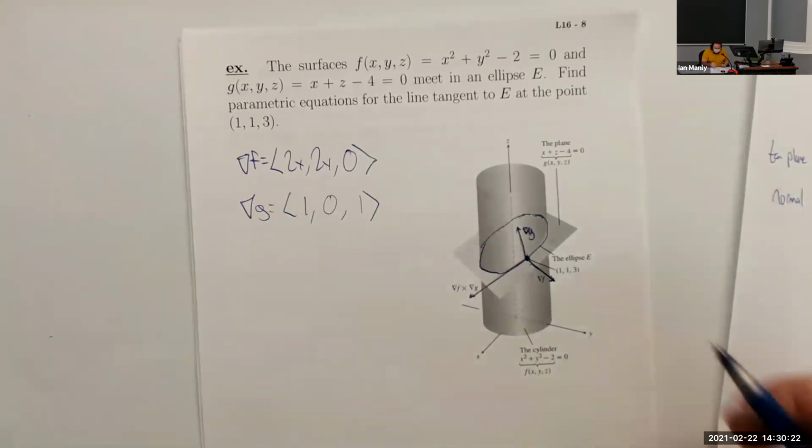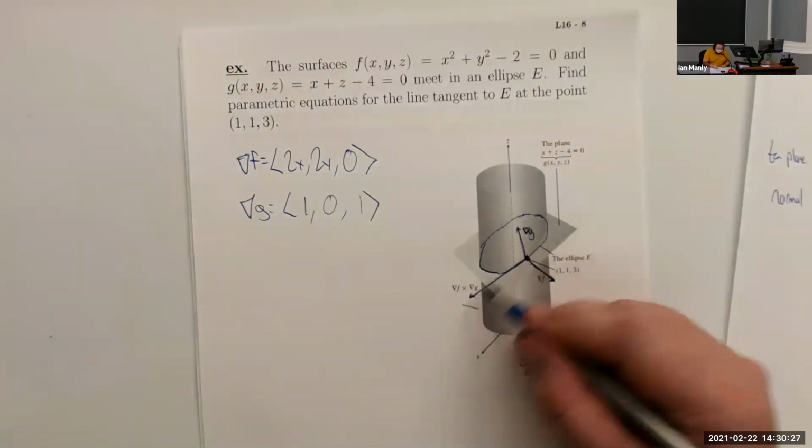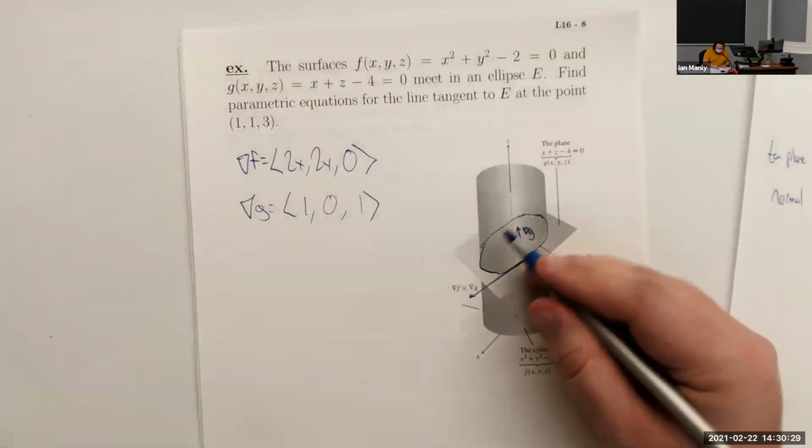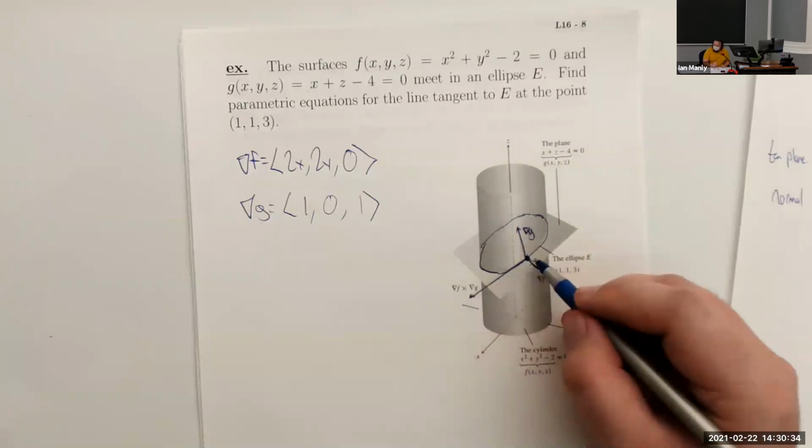Why are we crossing them? Because the vector that's perpendicular to both of these will be the tangent vector to our ellipse right here. We want it to be perpendicular to both of them, so it follows along the ellipse right here.